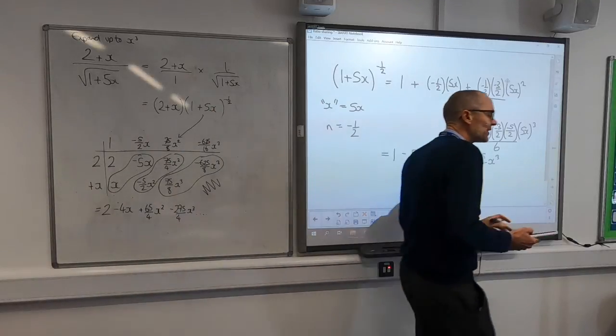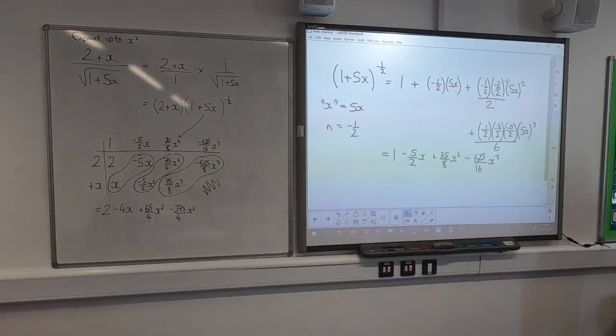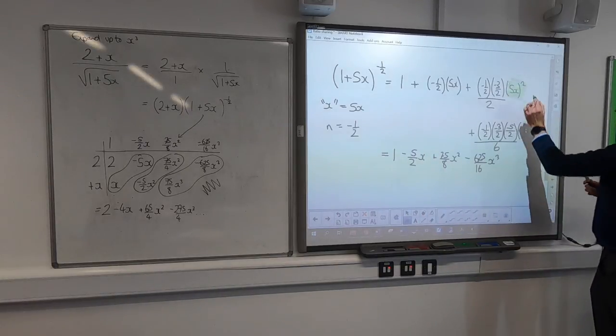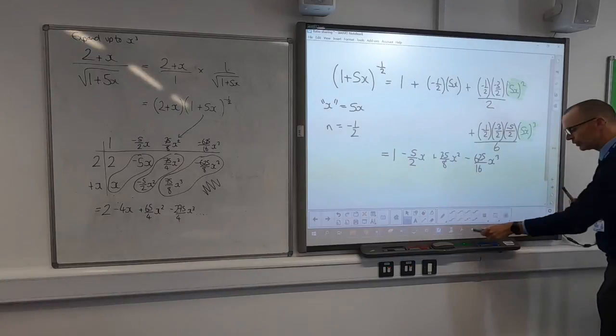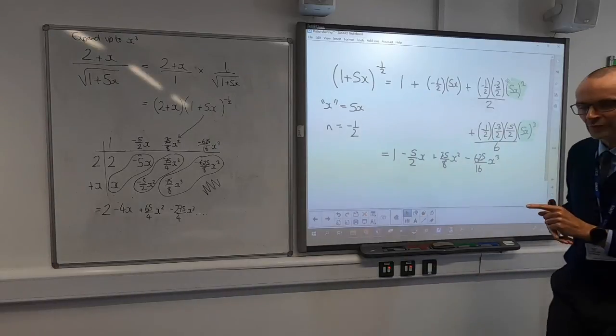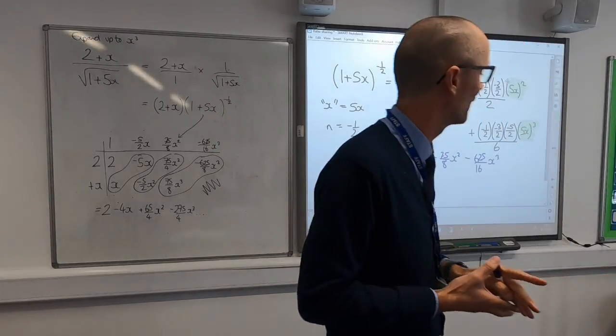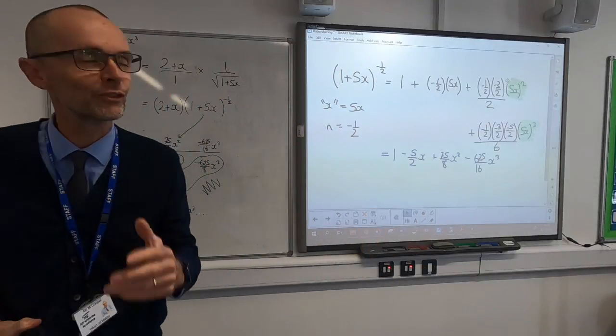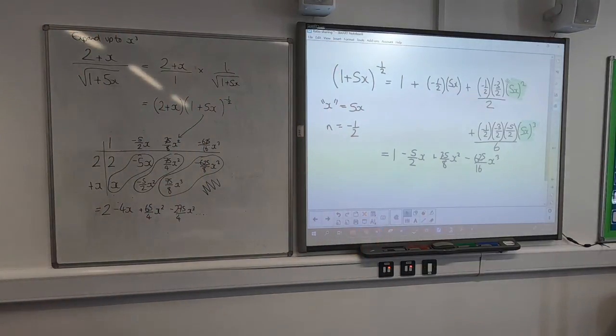Now, if a mistake's going to happen, I wouldn't mind betting that it's going to happen here or here. Just got to make sure you force yourself to remember that 5x squared is not 5x squared. It's 25x squared. And 5x cubed is not 5x cubed. It's 125x cubed. It's 5x times 5x times 5x.